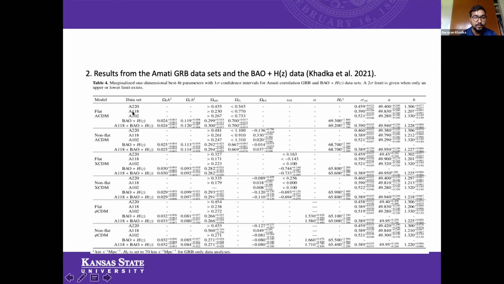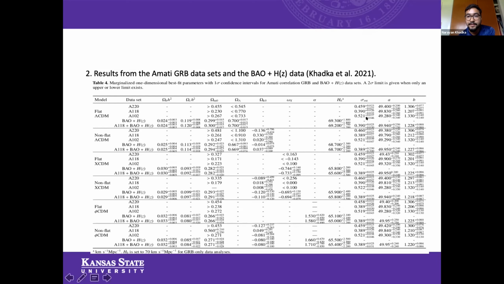Here you can see in the flat lambda CDM model, the A118 data set gives a lower limit for omega m naught greater than 0.23, which is pretty much consistent with BAO plus SZ and also with other cosmological data. In other words, we can say this result for the A118 data set is consistent with the standard model, or flat lambda CDM model with omega m naught equals 0.3. And the A102 data set provides a value of the matter density parameter greater than 0.267, which is also somehow consistent with other well-established cosmological probes.